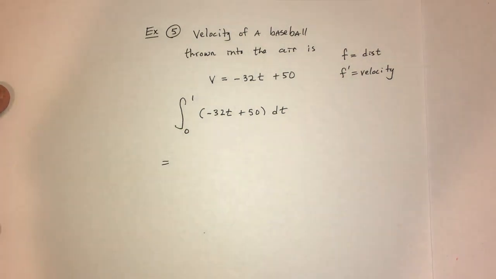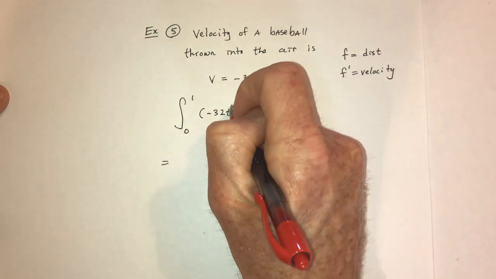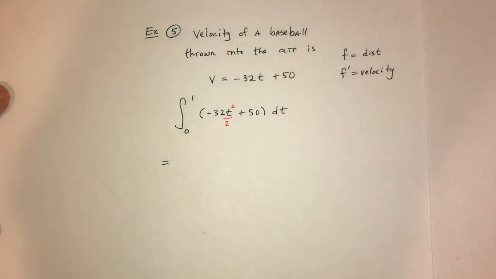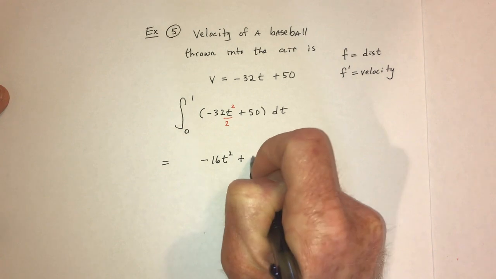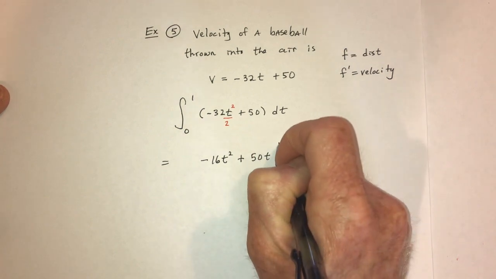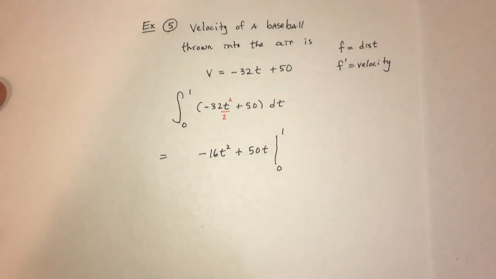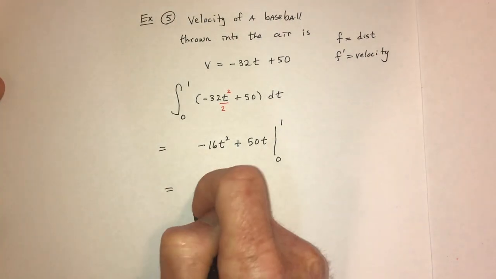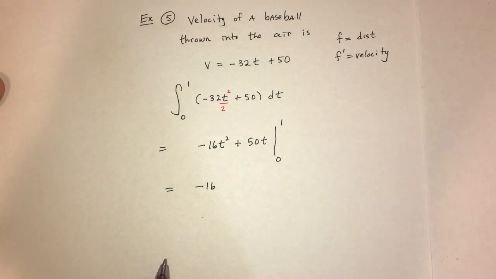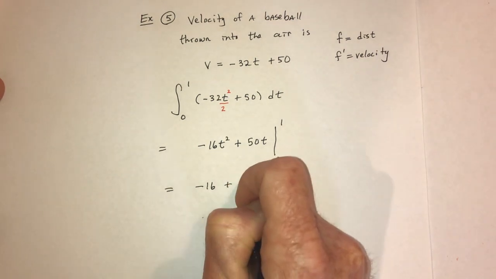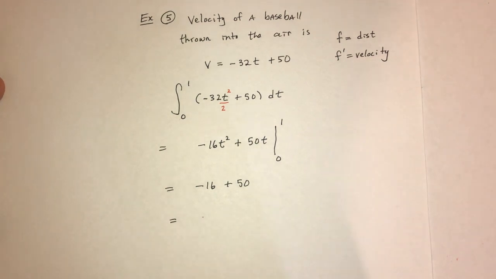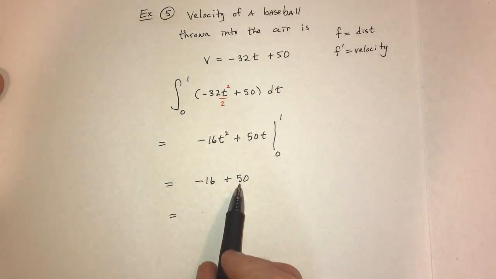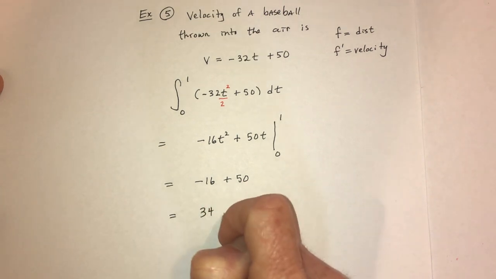So integrating this one, its exponent right now is a 1. So when you add 1, that's going to be 2, and then divide by 2. Or in other words, this is going to be -16t squared plus 50 times t, and then evaluate that from 0 to 1. So when you substitute the 1, that's going to be -16 and then 1 squared plus 50 times 1. And when you substitute 0, it contributes nothing to the problem. And so this is 50 minus 16, that is 34 feet.